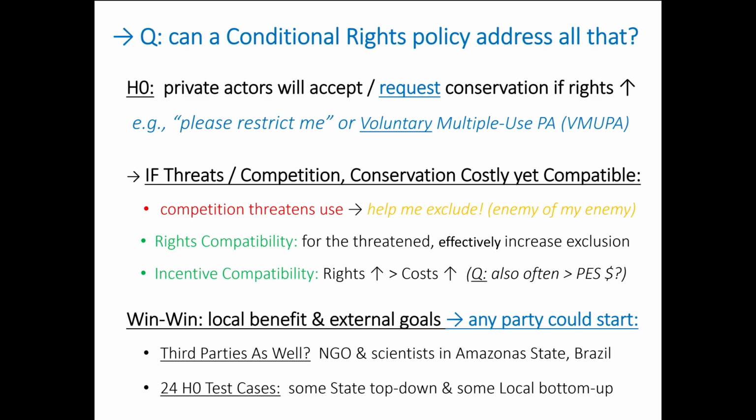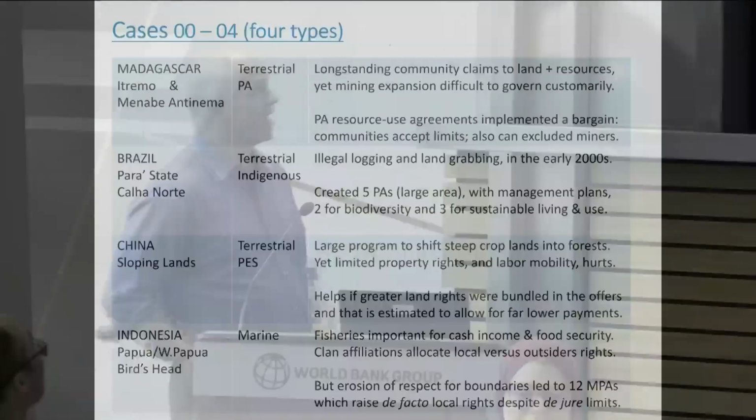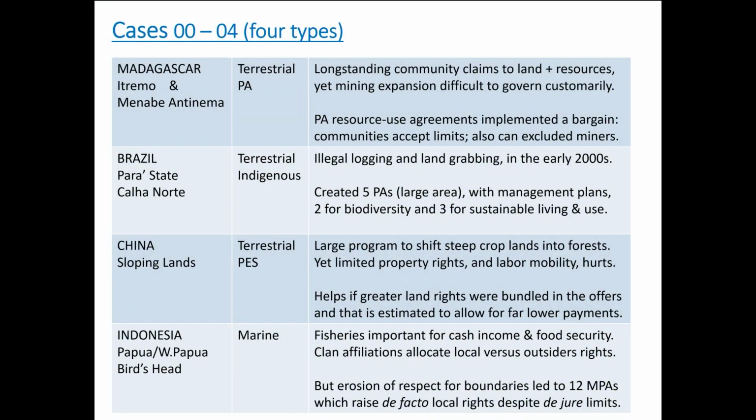But in the 24 test cases I'll refer to, in some the state said top-down, hey, this is a good deal. In some the locals came bottom-up, hey, let's make a deal. So 12, 15. I will not read these boring cases, but you will then at least believe me that there are cases. And they are not cases that I found; there are like 30 authors on this paper because I've been going around asking people, have you ever seen this? And people would contribute cases, and they're authors, such as David. Okay, so I have 3 slides. In each of them, there's a terrestrial PA, terrestrial indigenous lands, a terrestrial PES, and a marine. So you're going to see this across different venues.